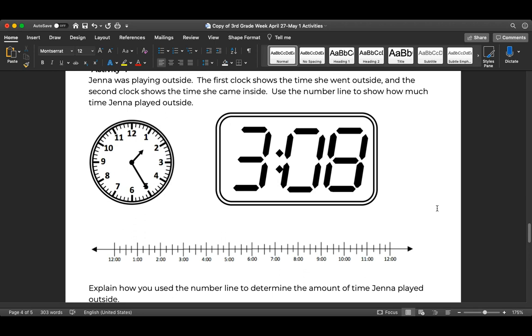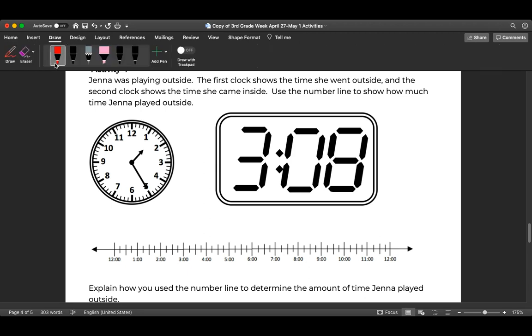So let's look at these two clocks. The first one is the time she went outside. So the time she went outside, I see that the hour hand is between the 1 and the 2. So I know the hour is going to be 1. And the minute hand is on the 5. So that's 5, 10, 15, 20, 25. So she went outside at 1:25. And she came back in at 3:08.